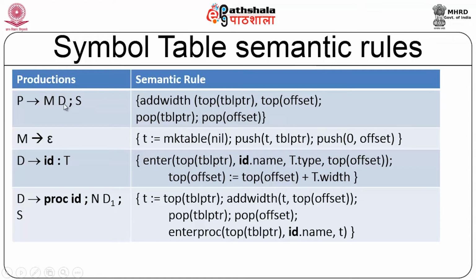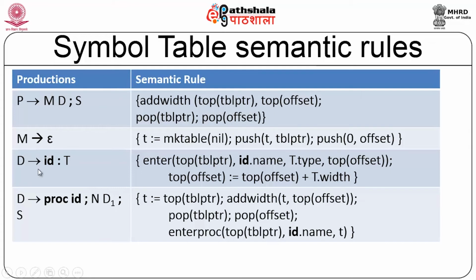Now, remember that this is a derivation. So, when I start deriving, I normally use a leftmost derivation. First encountering will be M, then I will encounter D. Once D is encountered, I will do this. But D has to be replaced with ID colon T or something of that nature, or it could be again one more function call, whatever it is. Then only it will come to S. Once I come to S, I will do a pop table pointer and pop offset.